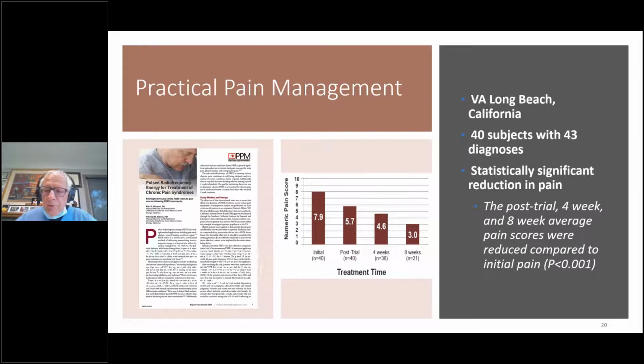This one by Merpuri was published, I believe, in 2015. And they used an open label retrospective chart review of 40 VA patients and reported a very significant pain intensity reduction over 8 weeks from 7.9 to 3.0. And this is significant at the 0.001 level. So there's less than 1 in 1,000 likelihood of these findings occurring by chance.